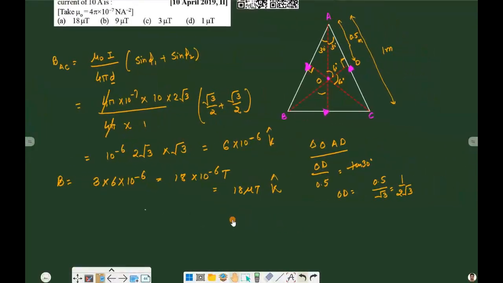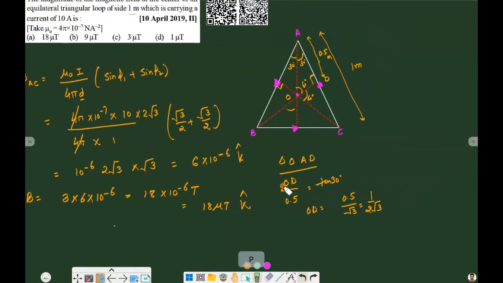And here, in this triangle OAD, OD by DA, that was half of the side length. So we can say OD by half of the side length was equal to tangent 30, angle will stay the same, is equal to root 3. So OD, that is perpendicular distance, is equal to A by twice of root 3. So we will use this value here.